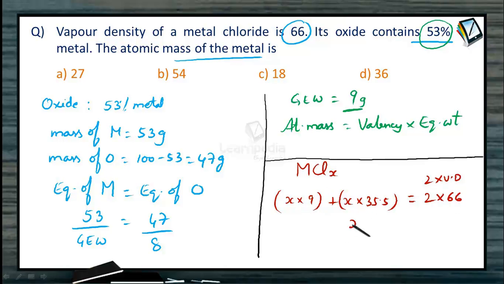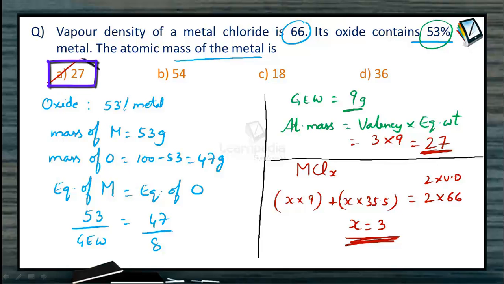And here we get the X value as equal to 3. So once you get the valency, when you multiply that valency with the equivalent mass, that is 3 into 9, you will get the atomic mass of the metal as equal to 27, and that is option A.